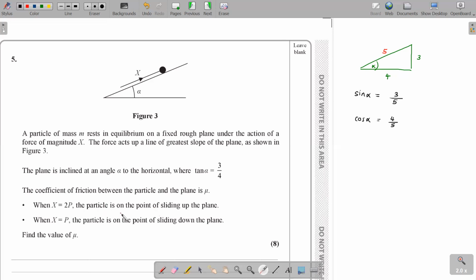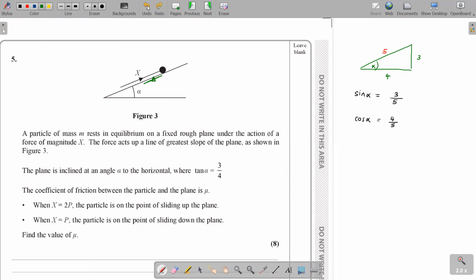So when the particle is on the point of sliding up the plane, what do you have to say about the friction? If you're trying to move up, friction will act opposing that, right? So friction will act which way? Opposite, downwards. Do you agree with me? So this is also not just any friction. What friction? The maximum friction, F max.